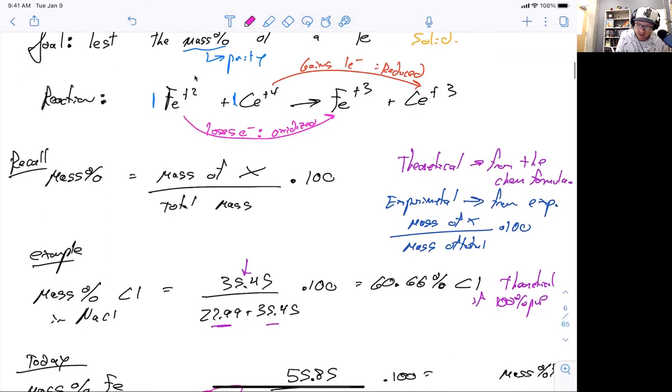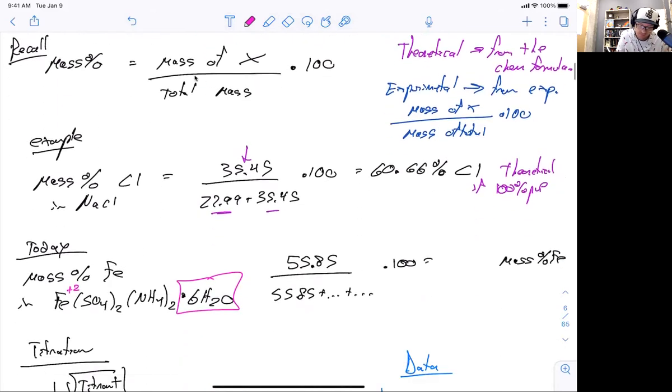So, again, here, if the mass percent chloride was 30%, that would mean that for one reason or another, there's not as much chlorine there. Maybe it's not pure, or maybe the chloride has been converted to something else that didn't react.